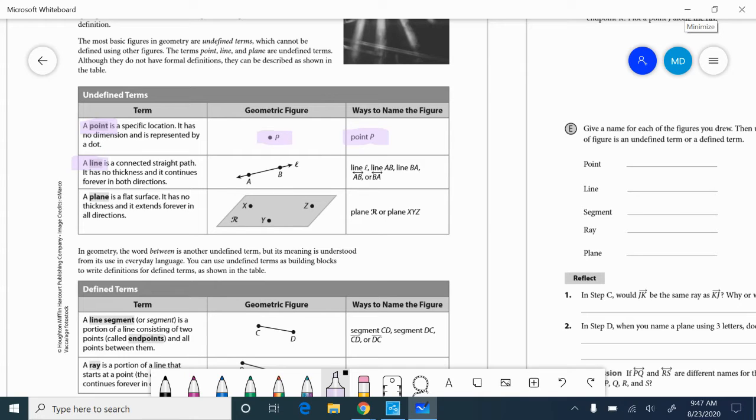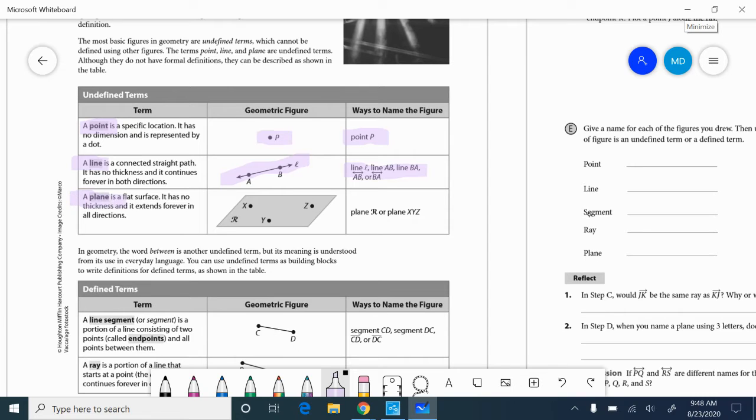A line is a connected straight path. It has no thickness and it continues forever in both directions. So it looks like this. And it's really important that you have arrows on both sides of your line. Different ways of writing it are included here: line L, line AB, line BA. Those are reversible, that's fine. The notation is AB with a line on top of it, or BA with a line on top of it.